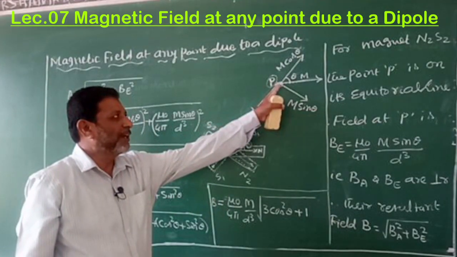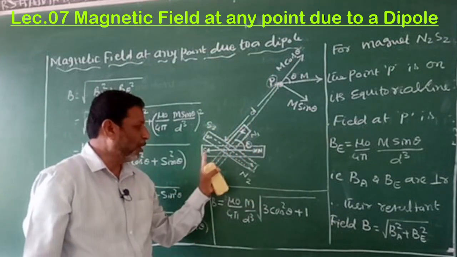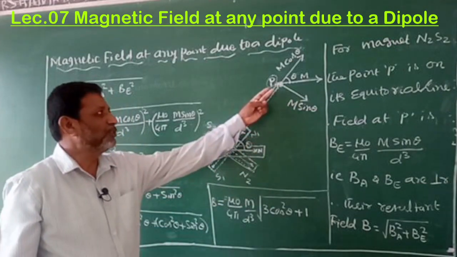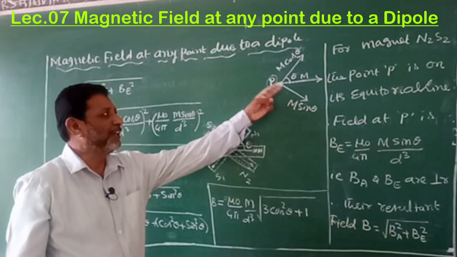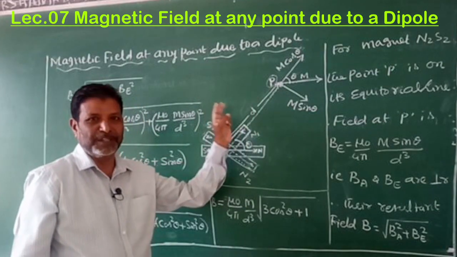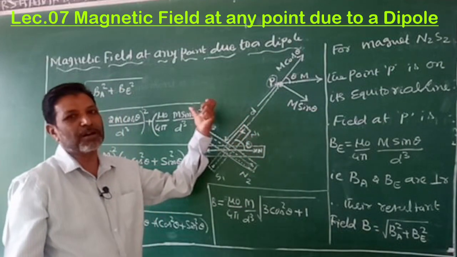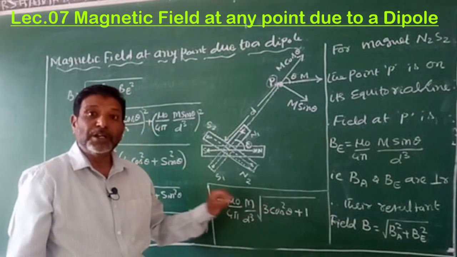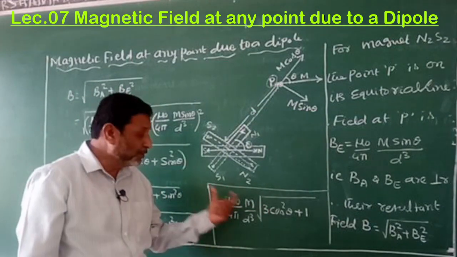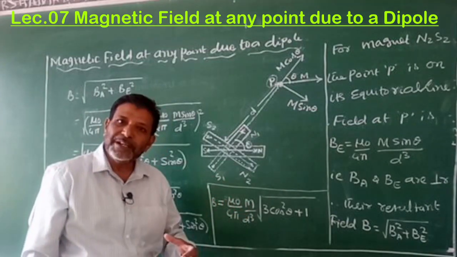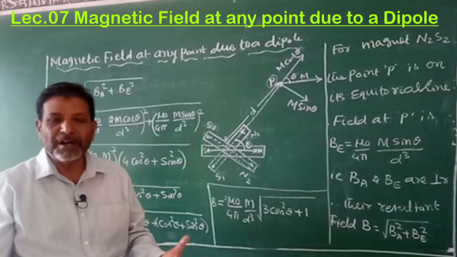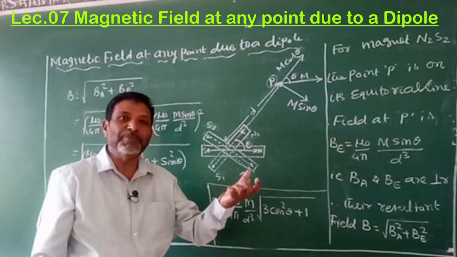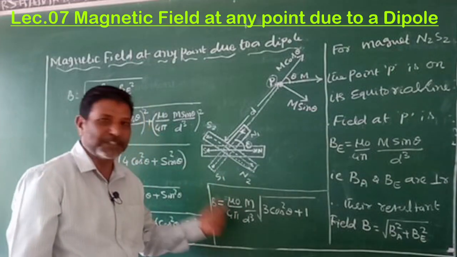Then due to a dipole, that is a bar magnet, NS. Now you are observing that this point is any point around the magnet, that is, neither on the axial line nor on the equatorial line. Now this is the general formula. Already I made it clear that by using this formula, you can find the field on the axial line and the equatorial line very easily. Those two become special cases of this one.